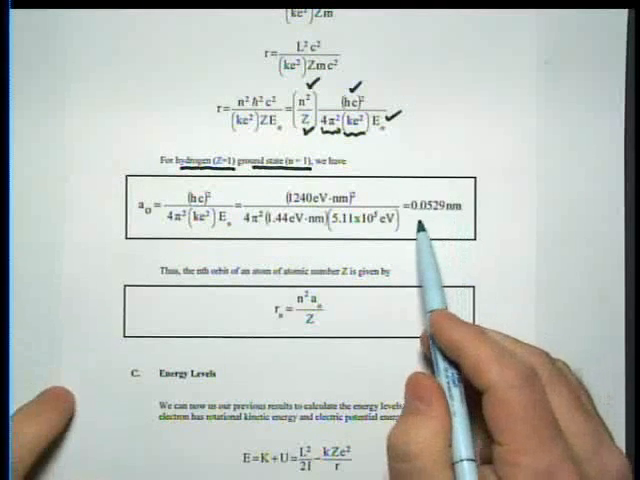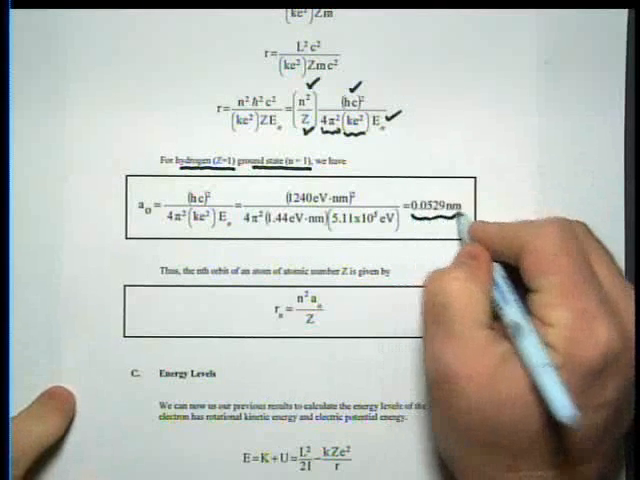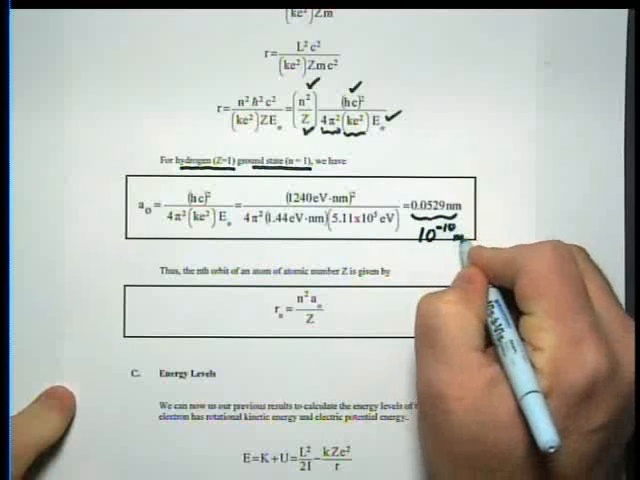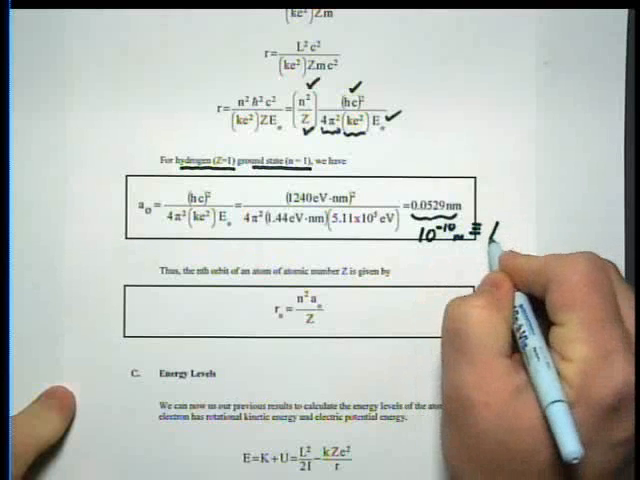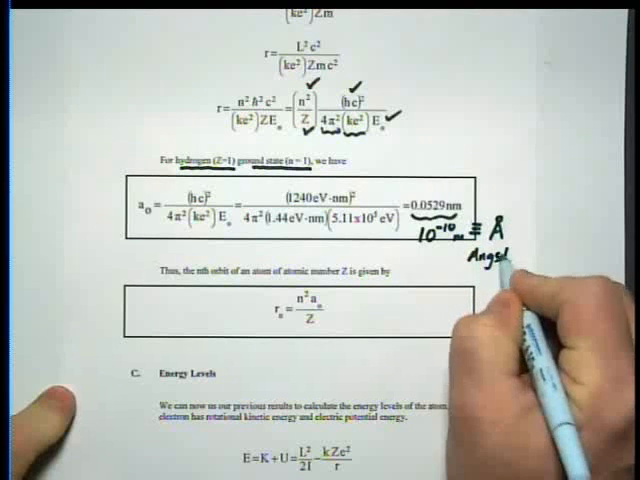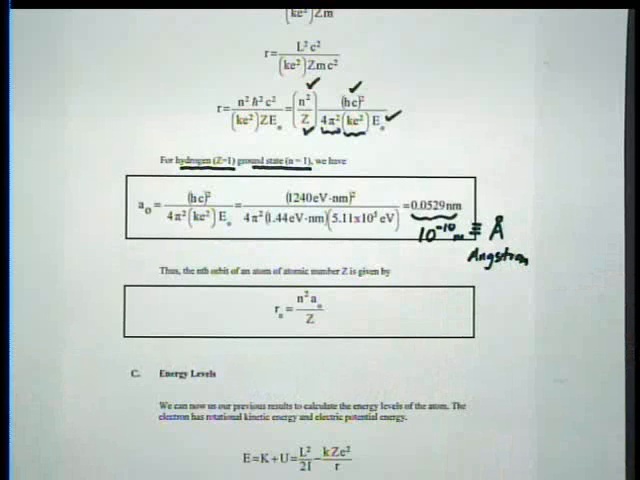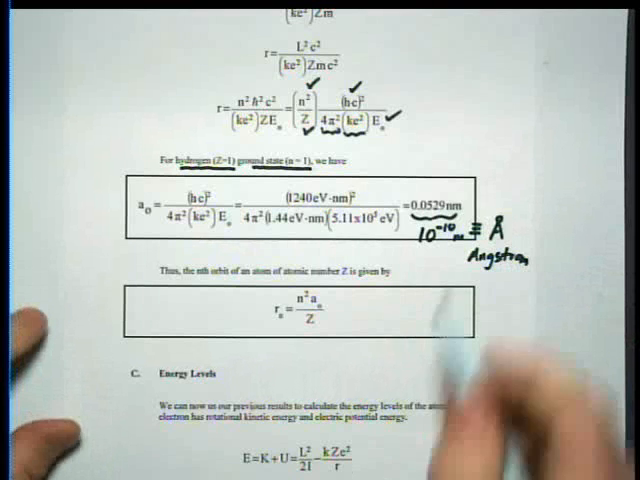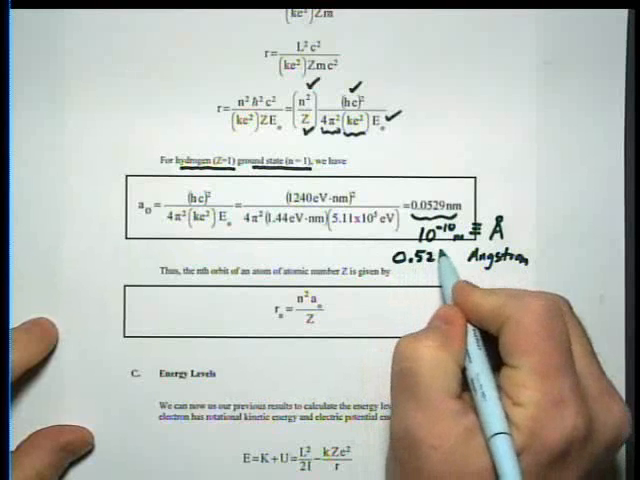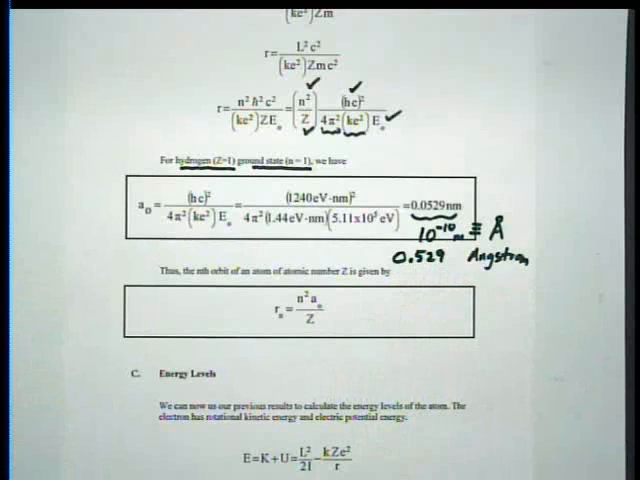Now, that's the best way in many ways to write it, but a lot of us prefer to write in terms of 10 to the minus 10 meters, which is given the symbol, the angstrom, rather than working in nanometers. And if you do that, this is 0.529 angstroms, half an angstrom. And that's the size of the hydrogen atom's ground state.